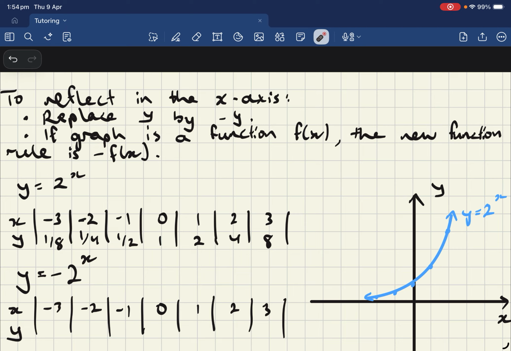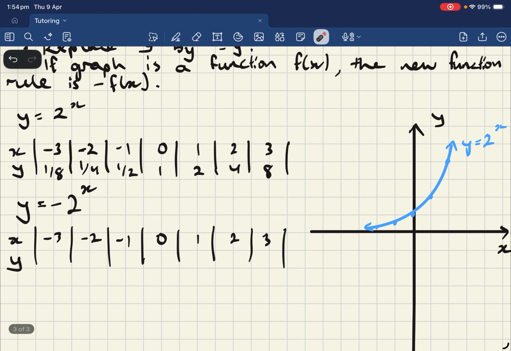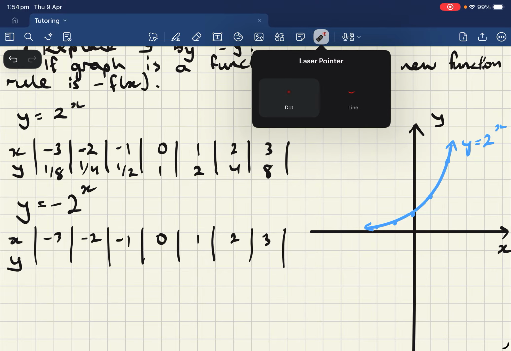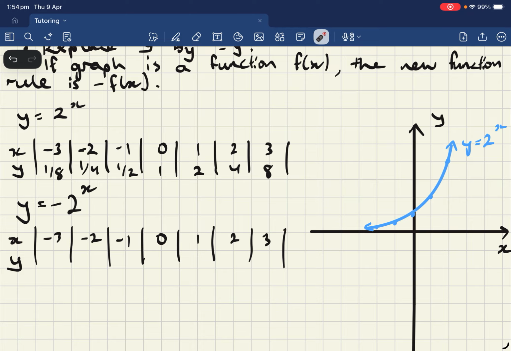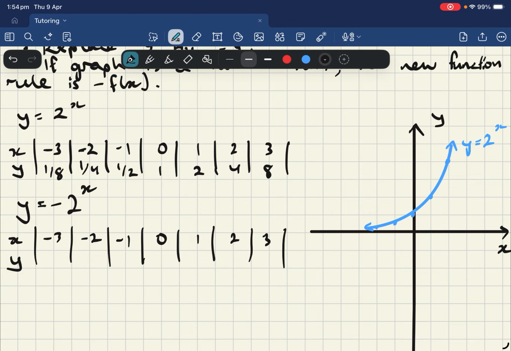So here we have y, or f of x, equals 2 to the power of x, the same graph we did before. We are going to look at what happens when I stick this negative in front of it. Now, you will see here, when I put in my negative, I will get negative and then 2 to the power of -3. Now, 2 to the power of -3 is an 8th. A negative in front of it will give us -1 over 8.